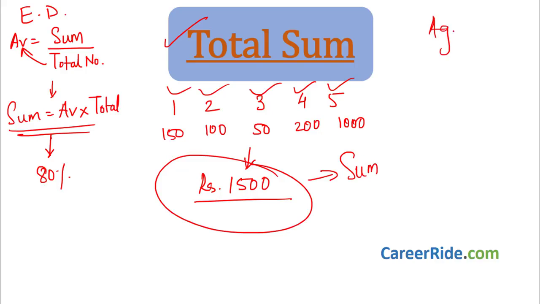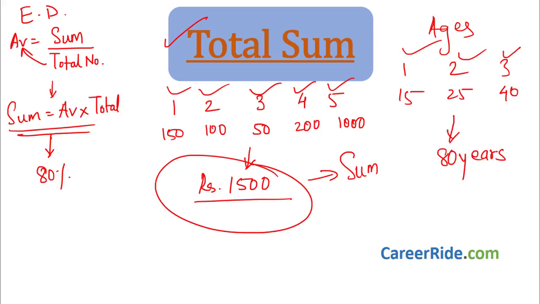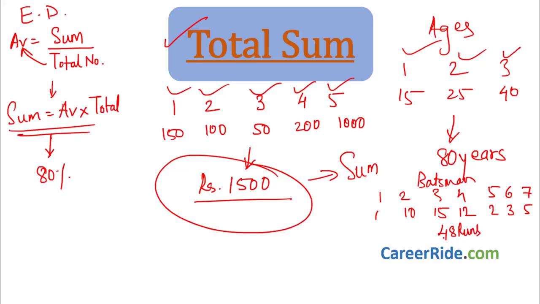Say they have given ages of 3 people, 1, 2 and 3, like 15, 25 and say 40. Then what is the total sum of ages of all the 3 people? 15 plus 25 is 40, 40 plus 40 is 80 years, right? Say a batsman is playing for 7 innings, and in each inning he scores 1 run, 10 runs, 15 runs, 12 runs, 2 runs, 3 runs and 5 runs. So what is the total amount of runs the batsman has scored? That is 48 runs. So this is the total sum of runs.